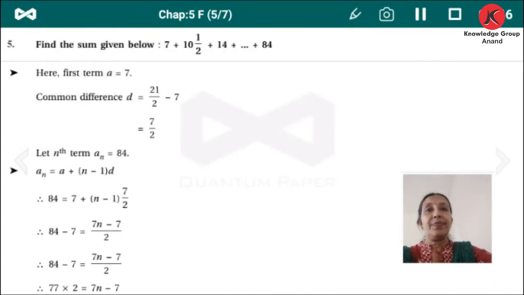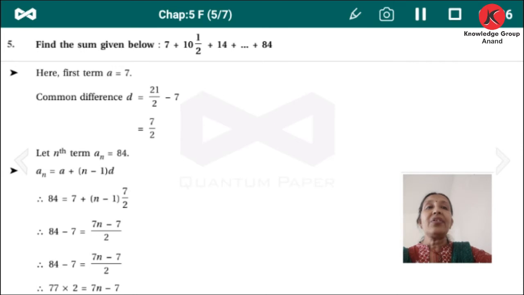Now number 5. Find the sum of the given AP: 7 plus 10 and a half plus 14 plus ... plus 84. Here a is equal to 7. The common difference d is equal to 21/2, since 10 and 1/2 is 10 2s are 20 plus 1, 21/2, minus 7. Therefore 21 minus 14 upon 2, which is 7/2.